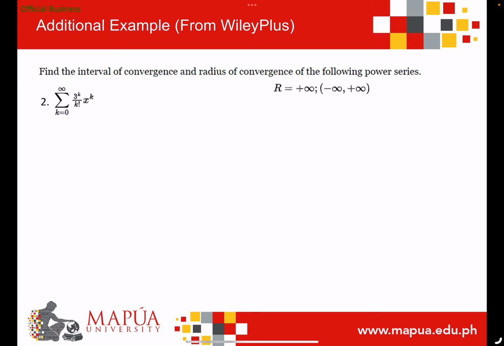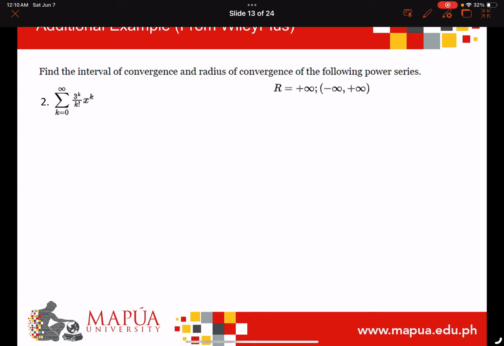Let's try our last example. Find the interval of convergence and radius of convergence of the following power series. So we have 3 raised to k, k factorial over x raised to k. So let's have a sub k plus 1 be 3 raised to k plus 1 x raised to k plus 1 over k plus 1 factorial, while a sub k is 3 raised to k x raised to k over k factorial.